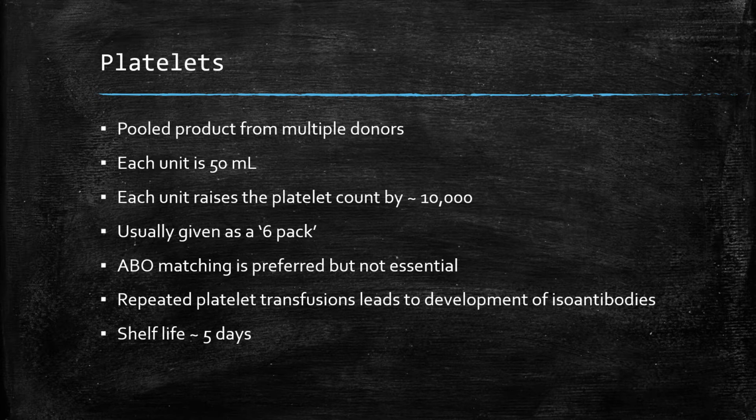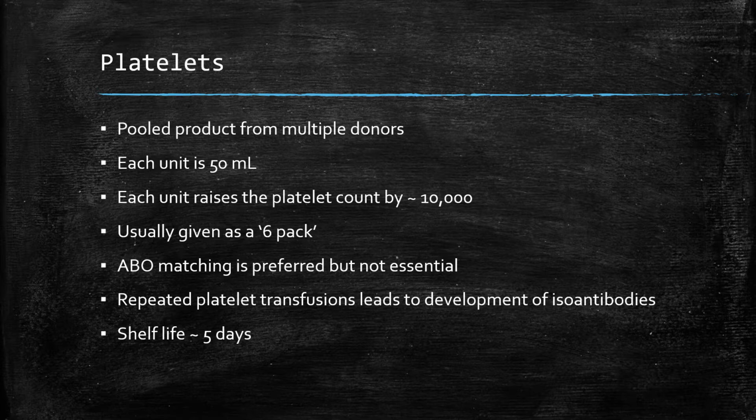Platelets are another product that our patients will require from time to time. A platelet transfusion is a pooled product that comes from multiple donors, so platelet transfusions increase infection risk. Each unit is 50 mLs, and each unit of platelets will raise the platelet count by about 10,000. And so we never just transfuse one unit of platelets. They're usually ordered as a six-pack, where we would expect the platelet count to rise by 50 to 60,000.